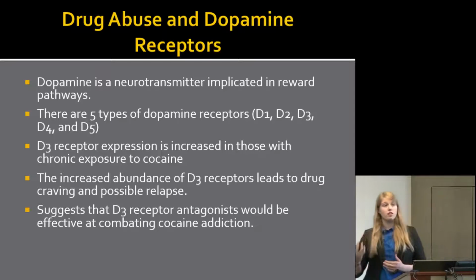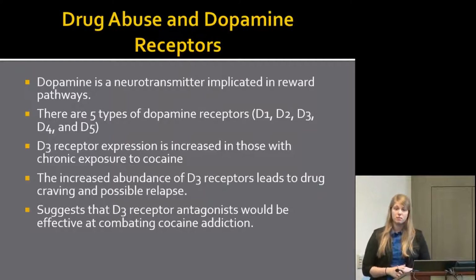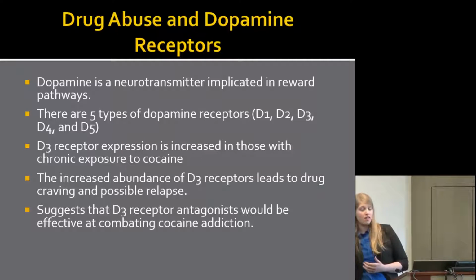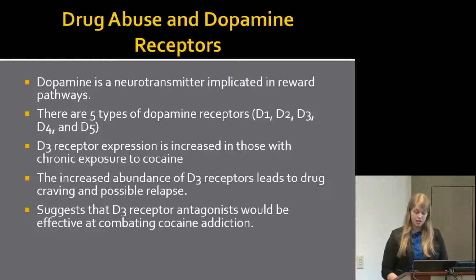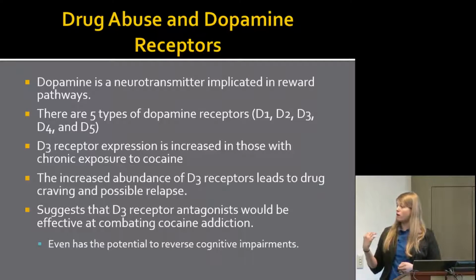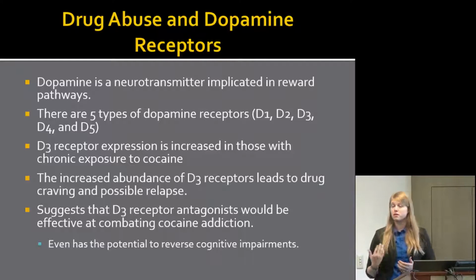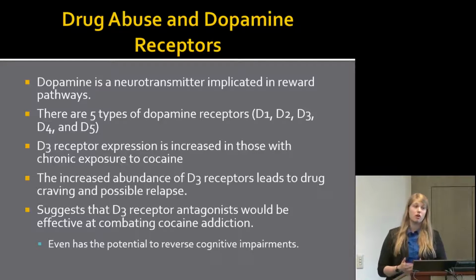We believe that synthesizing something that's a D3 receptor antagonist would be effective at combating cocaine addiction. An antagonist is something that blockades a receptor and doesn't allow the normal ligand to bind. The normal ligand in this case would be dopamine, and it can't bind if we have an antagonist. Not only would this prevent future cognitive impairment from continued use of the drug, but it also has the potential to reverse cognitive impairments already caused by the drug in the past.